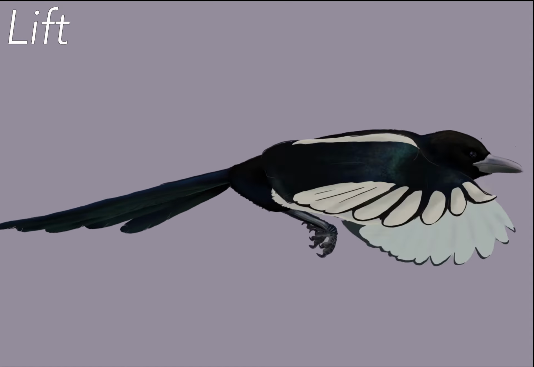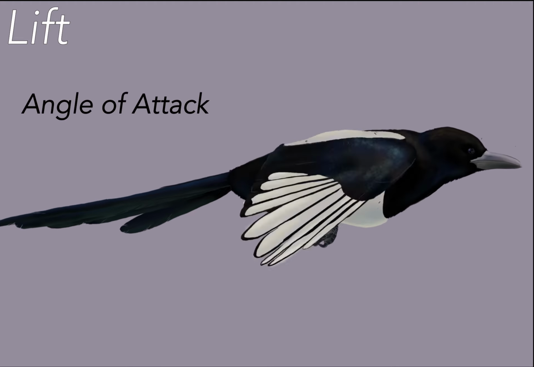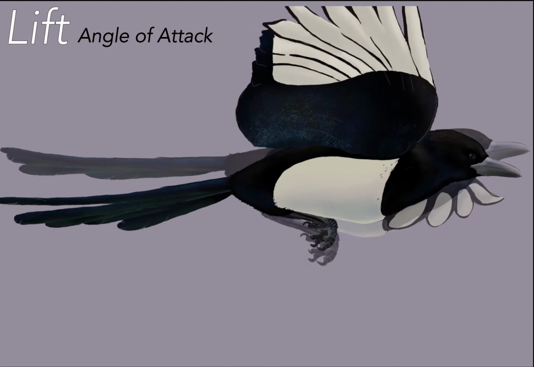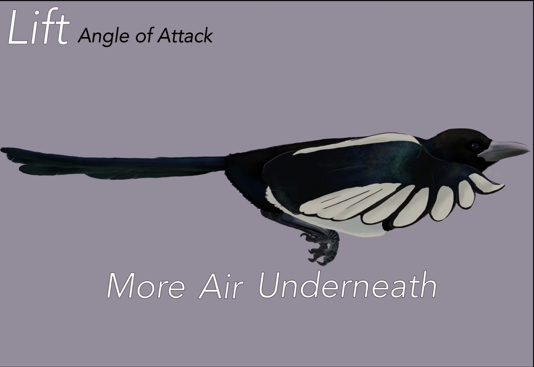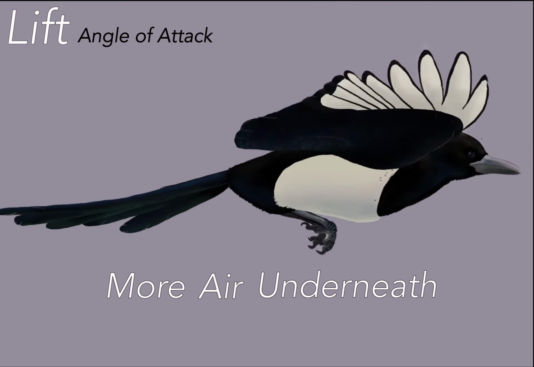A third way a bird generates lift is by changing the angle of attack of the wing. By changing this angle, the wing will catch more air underneath, thus pushing the bird up.